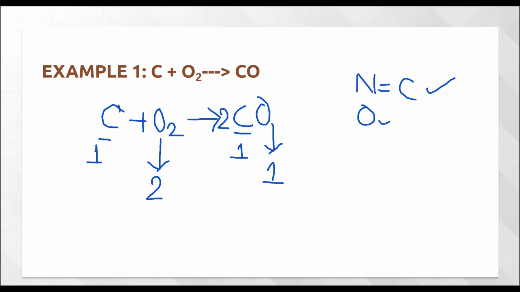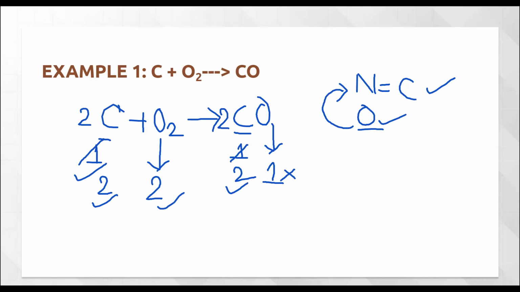Now as we have brought about a change in step 2, we'll move to step 1. Check for carbon: carbon 1, carbon 2. Now the carbon is not balanced, so to balance it we'll write 2 here. Carbon 2, carbon 2. Come to oxygen: oxygen 2, and oxygen here is also 1 into 2, that is 2. Now this equation is balanced and it can be written as 2C plus O2 gives 2CO.